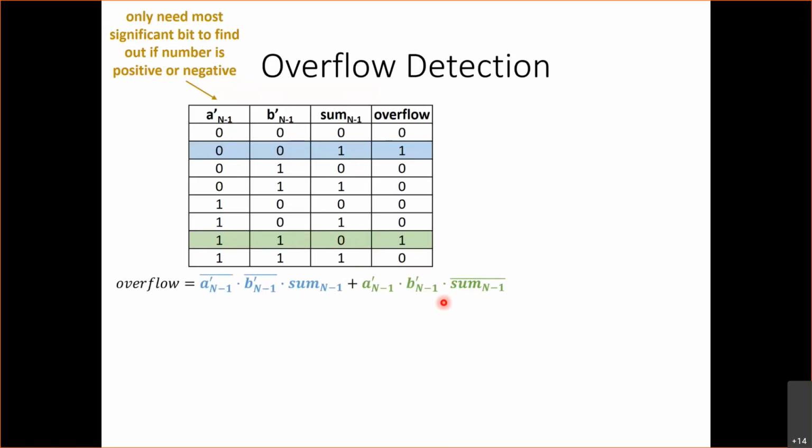Okay, so this is a logic equation to detect overflow. And what we can do is create a circuit that implements this logic equation to detect overflow in our ALU. Now, how many gate inputs am I using here? What is the cost of this circuit?